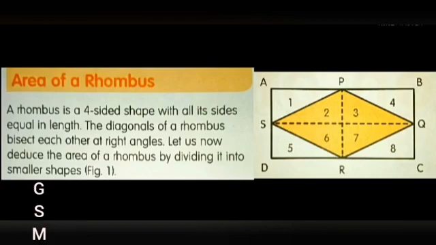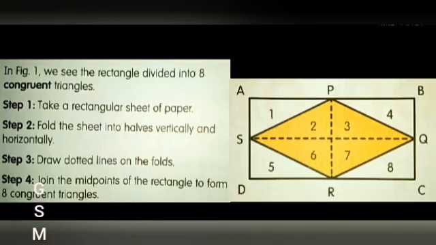Area of a rhombus. A rhombus is a four-sided shape with all its sides equal in length. The diagonals of a rhombus bisect each other at right angles. Let us now deduce the area of a rhombus by dividing it into smaller shapes as shown in the figure. In the figure, we see the rectangle divided into 8 congruent triangles.